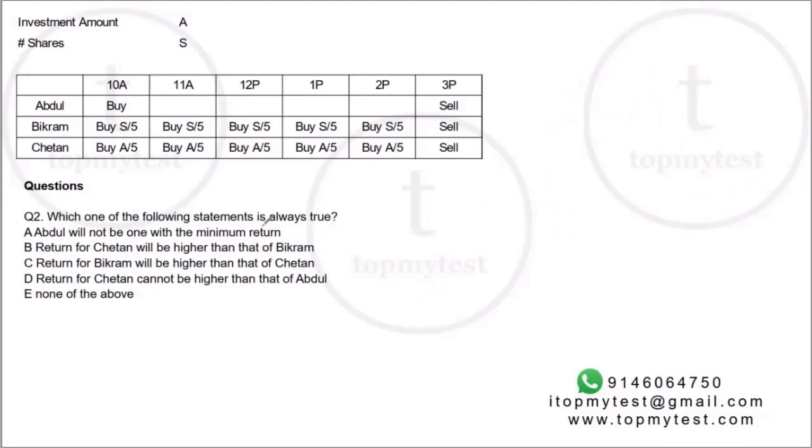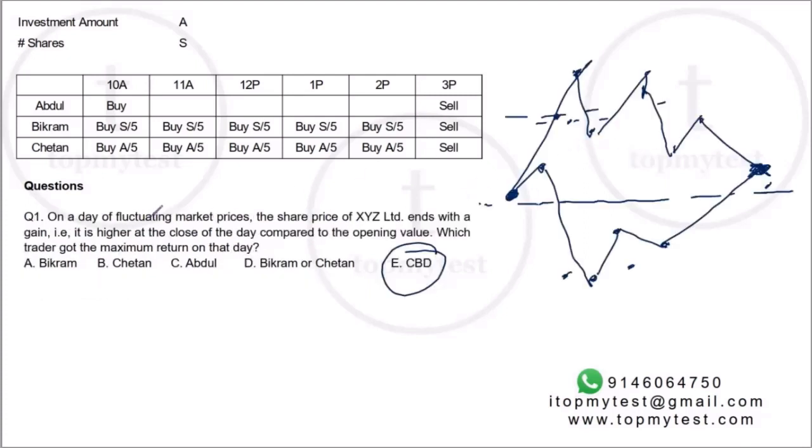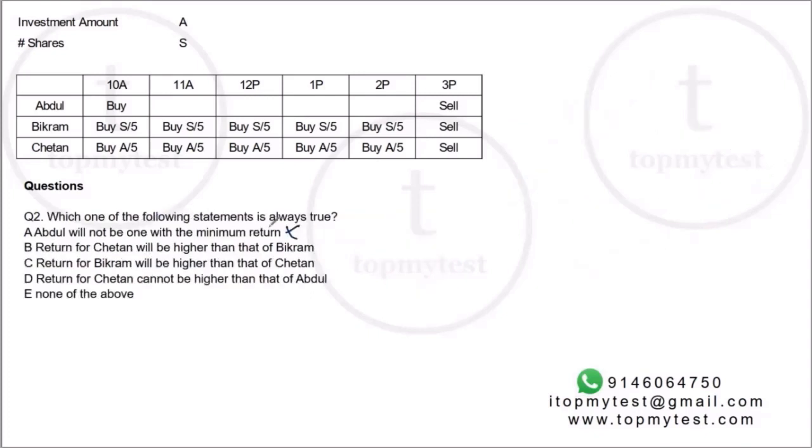Question number 2. Which of the following is always true? Abdul will not be the one with the minimum return. Now, nothing can be said about this because we don't know the trend either. At least in the previous one, we knew it was a fluctuating price. Here we don't know anything about it. Return of Chetan will be higher than Bikram: we cannot say that. Return of Bikram is higher than Chetan: we cannot say that. Return of Chetan cannot be higher than that of Abdul: not necessarily true. None of these will be the one which is the easiest to mark.